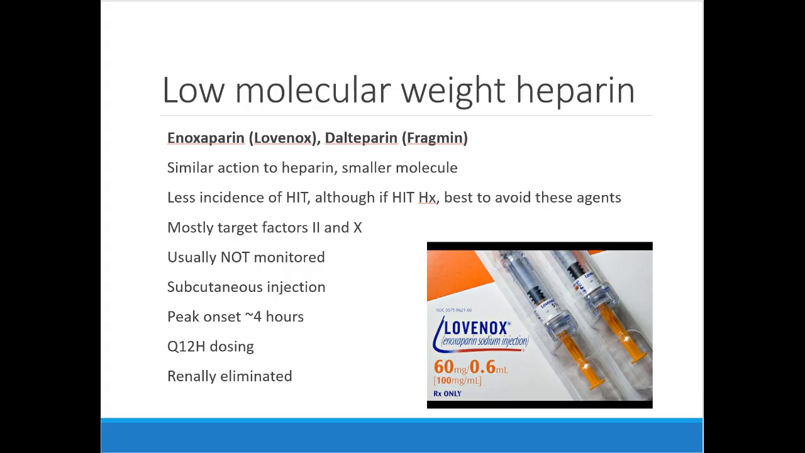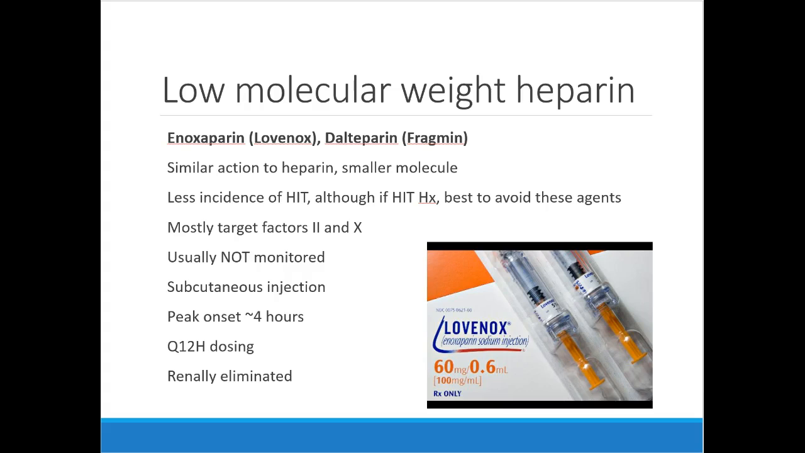All right, low molecular weight heparins are enoxaparin and dalteparin, the two drugs here. Enoxaparin, or Lovenox, being by far the more common one. Similar action to heparin, but it's a smaller molecule. The incidence of HIT is much less. However, if you have a patient who's had a history of HIT, this is not an alternative you can give because it still causes, or could potentially potentiate, the HIT that's already occurring. So we don't anticoagulate people with low molecular weight heparin who have the HIT history or have HIT antibodies. Best to avoid the agents altogether.